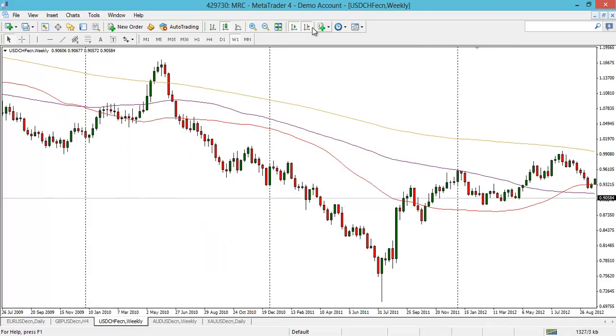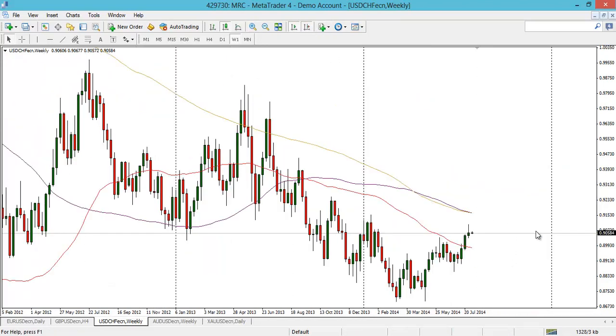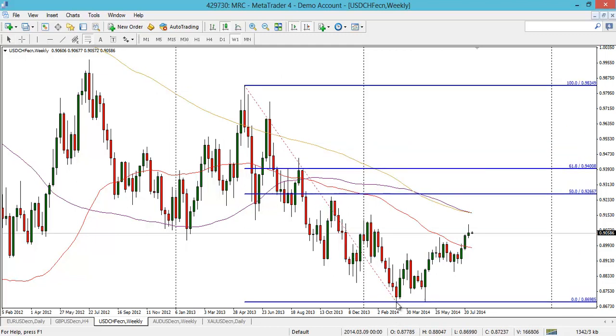Dollar Swiss on the weekly chart, what's going on? It's continuing to grind higher, of course, with the weekly close above the 50 week moving average. So odds are, I think, that we're going to grind up towards this 200 week moving average and the 100 week moving average as well. In terms of the weekly fibs, it's all about this move here, I think: the fib from the high of 2013 to the low of 2014. Of course, we're still some way away from that, but that 50% comes in at 0.9268.